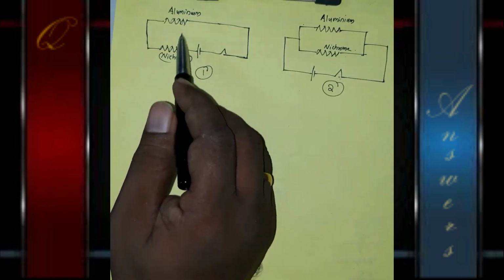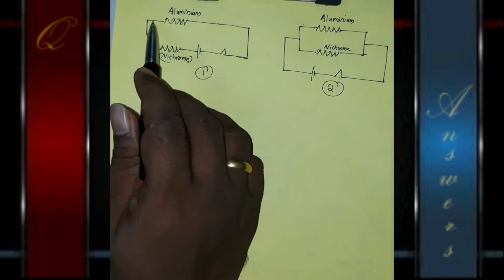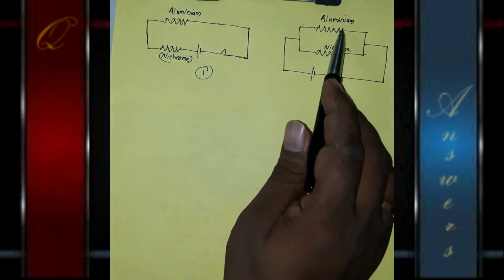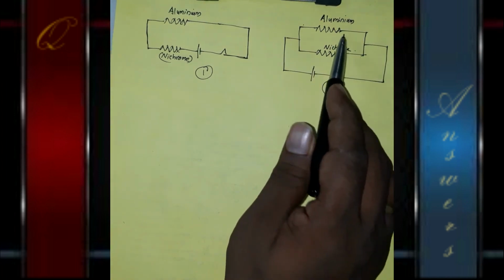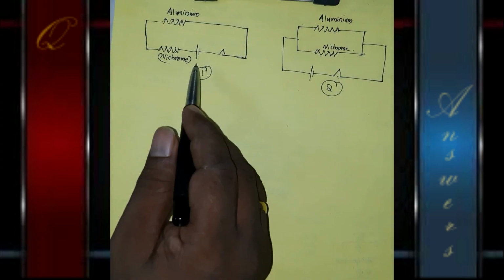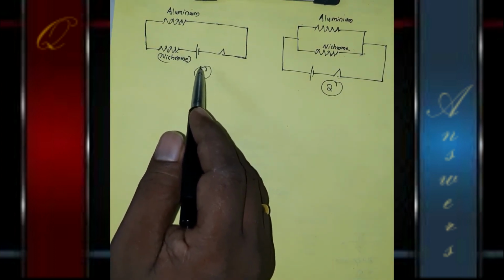Here the connection is a series connection, so the current passing through nichrome and aluminium will be the same. Here the connection is a parallel connection, and the current will be different. So for the first question, the answer is series connection, that is the first case.